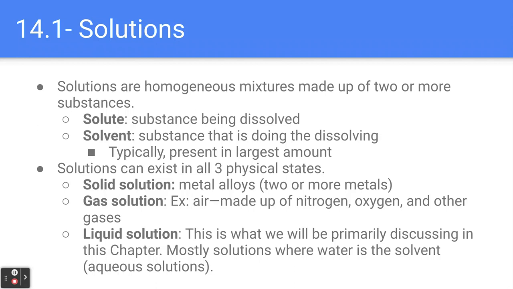You could have a solid solution, which would be something like a metal alloy, meaning maybe you melt down zinc and copper to make brass. You could have gas solutions such as air. Air is made up of nitrogen, oxygen, and other gases. Or you could have liquid solutions, and that's what we're going to primarily discuss in this chapter. Most of our solutions are where water is the solvent, meaning it's called aqueous.